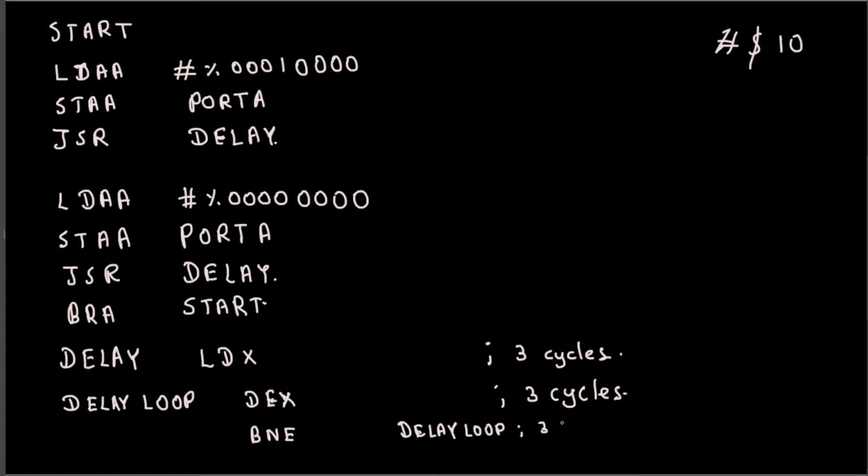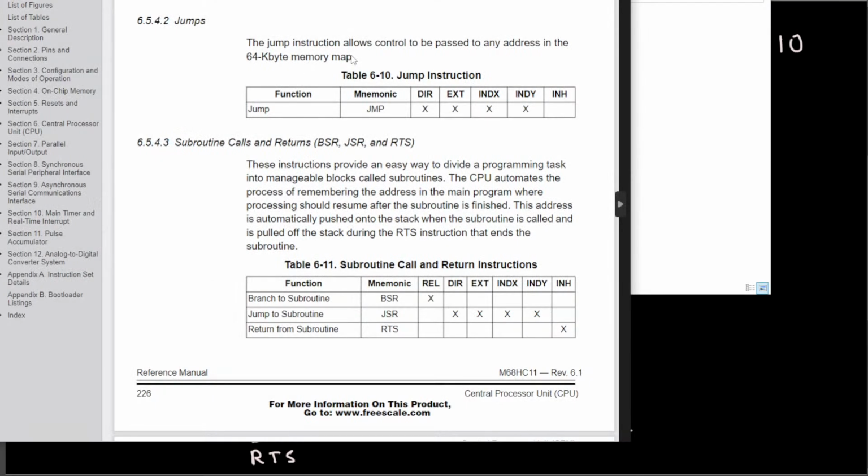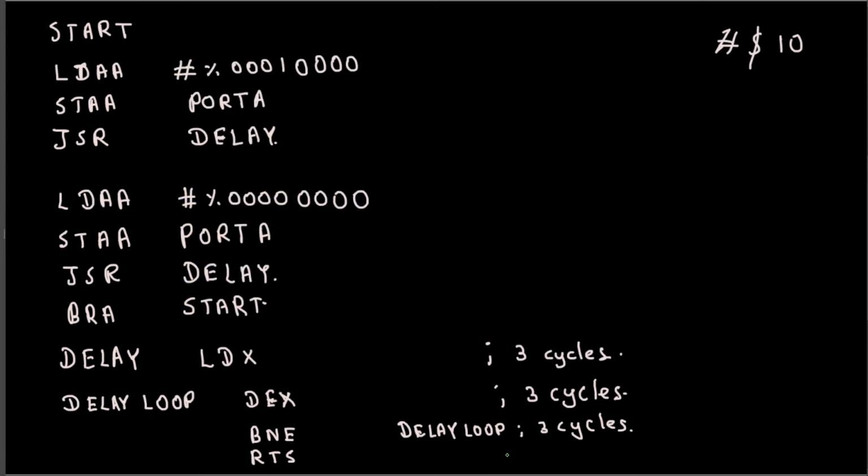That takes 3 cycles. And finally, we are going to look at this. RTS is return from subroutine. That one takes 5 cycles.